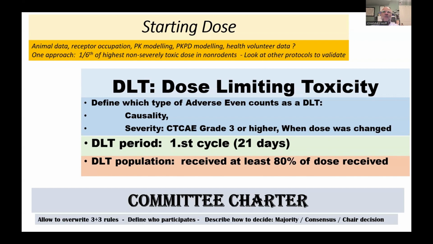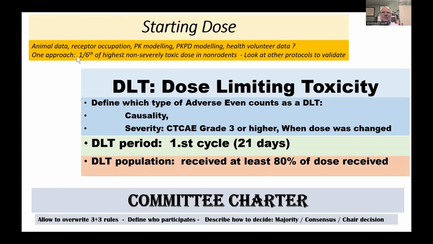Here are a few tips when you have to write a protocol and you have made a decision that 3+3 design will be the design of this study. Number 1, starting dose. There is no way you can write a 3+3 design unless you have a definition and a decision about the starting dose. That is a complex process that may include animal data, probably the most important data. There may be receptor occupation data that are not even in cells, that are biochemical data. There is PK modeling, PK/PD modeling, and there may be human data from healthy volunteers or human data from other phase 1 studies. All that together helps you find the right dose.